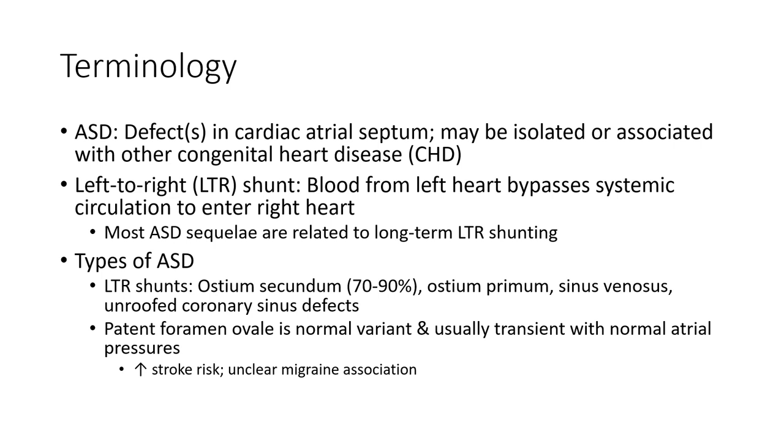Types of ASD, with left-to-right shunt: ostium secundum, 70 to 90%, ostium primum, sinus venosus, and coronary sinus roof defect. A patent foramen ovale is a normal variant and usually transient with normal atrial pressure. It carries increased stroke risk and a clear migraine association.